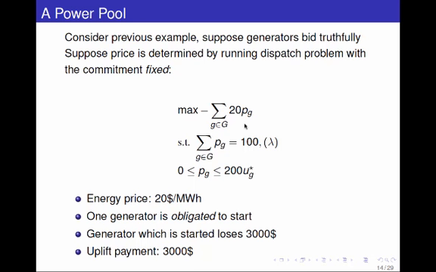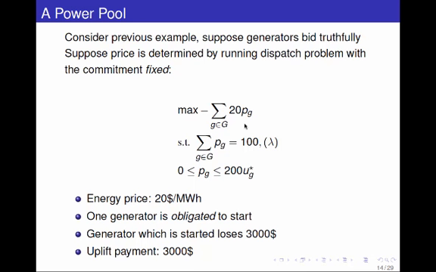But there is this one guy who started up. You ask him, given an energy price of 20, what would you have wanted to do? He's going to tell you, well, I would have wanted to be off because it's not a high enough price to pay for my startup cost. So then you say, okay, given this energy price of 20 and what I made you do, how much money did you lose? You come up with the startup cost, the 3,000. So the uplift is 3,000. This is how this works.